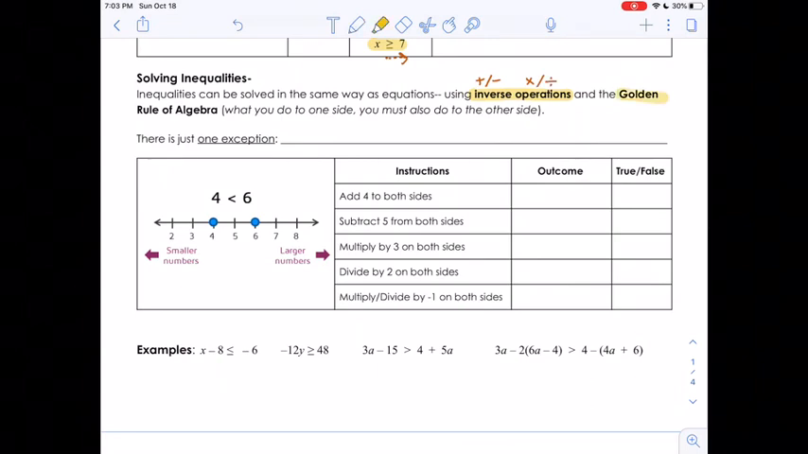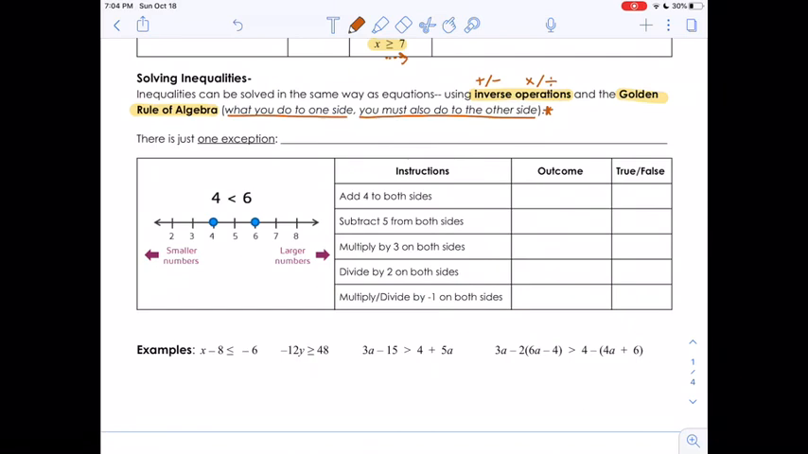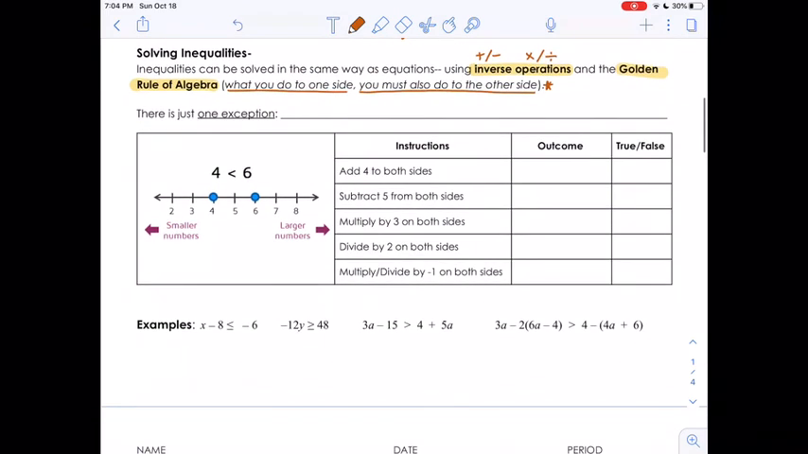And we're also going to be using the golden rule of algebra. And what that says is what you do to one side, you must also do to the other. And I'm just going to put a little note here and say, I need to see this work shown. As we've been solving equations, some people use alternative ways to use inverse operations, but they're not showing that they're doing the same thing on both sides. You must show that work, that you are actually doing the same thing on both sides, and that you're keeping the equation or the inequality balanced. I will be taking off points if I do not see you doing the same thing on both sides. So that's just something to keep in mind.